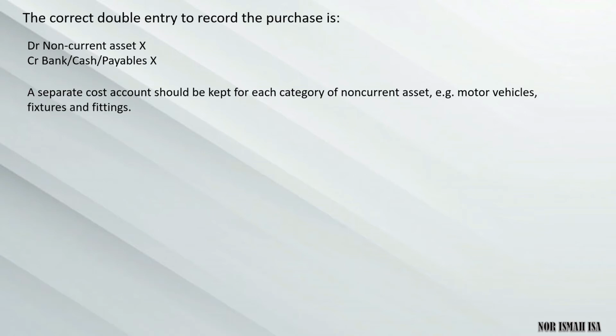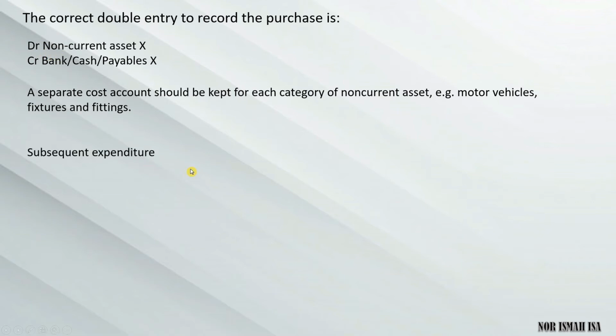So a separate cost account should be kept for each category of non-current asset, for example motor vehicles, fixtures and fittings. I just told you before that for the debit, the non-current asset must be specific. What is the non-current asset that was purchased by the company? For example, a vehicle, we just put debit vehicle. If the company purchased a building, we need to debit the building.